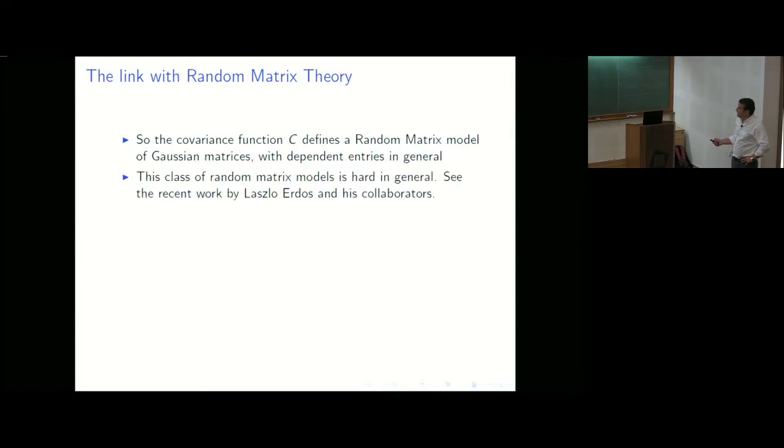This class of random matrix models is really hard in general, and there is recent progress by Laszlo Erdős in Vienna and his collaborators. I won't go too deep into that because it would be too hard and too long for this class. I will just choose simple examples. But for important classes of examples, this random matrix model is tractable.